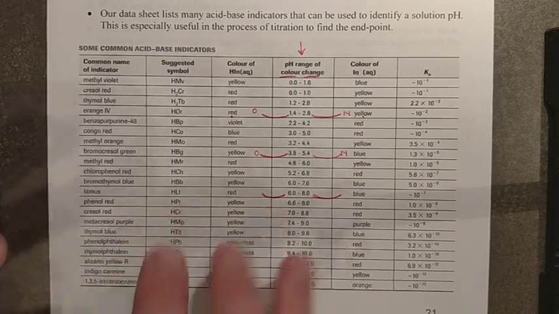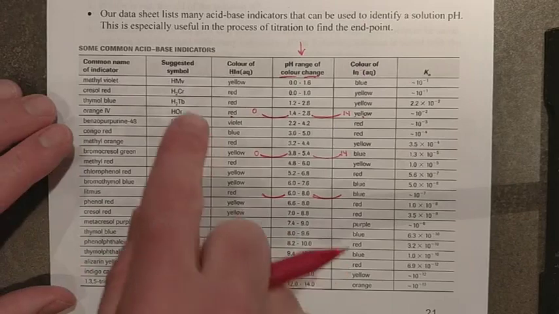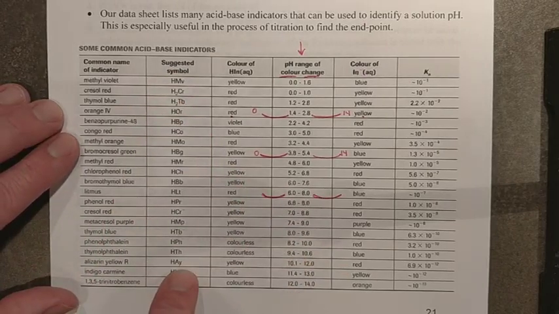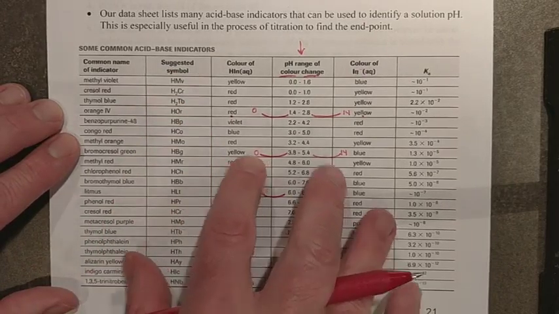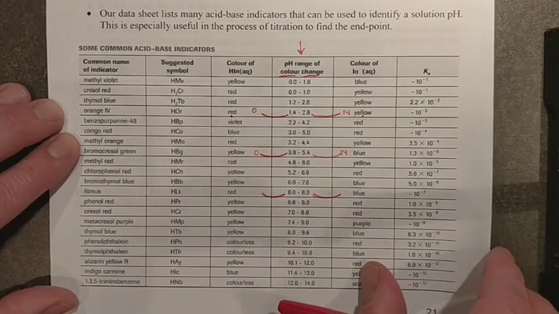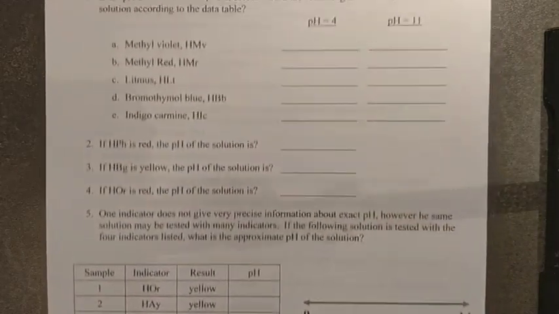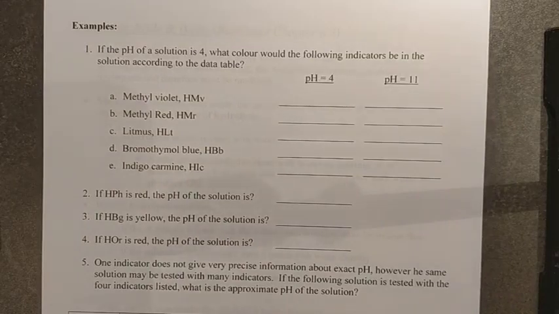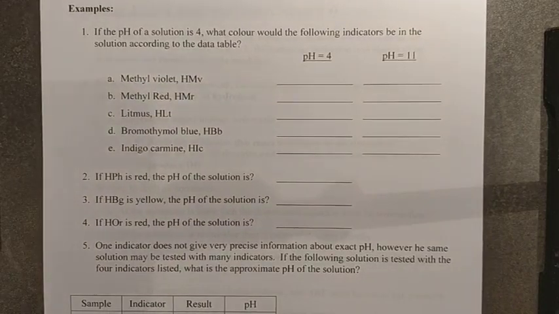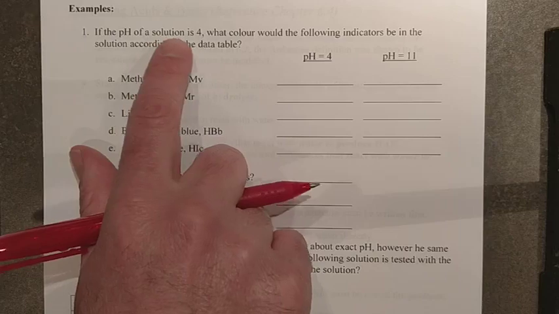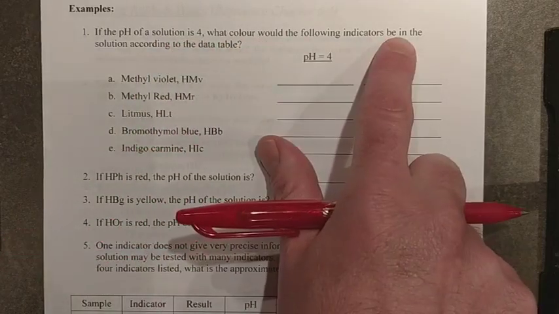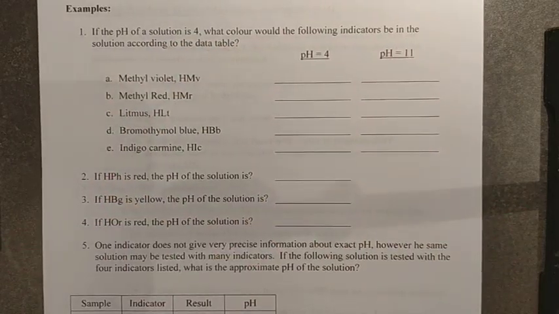All right, on the next page here, we're going to apply this table. So have yours handy, whether it's from the notes or from your data sheet. And we're just going to answer some specific questions about what we might expect to see. So, here we have, the pH of a solution is 4. What color would the indicators be as we look at the data table?